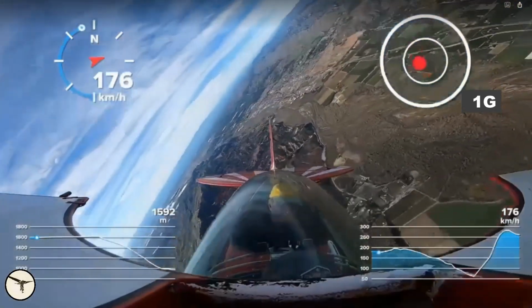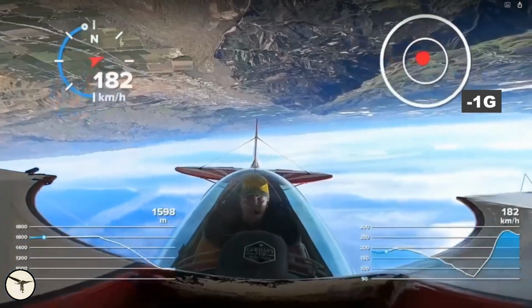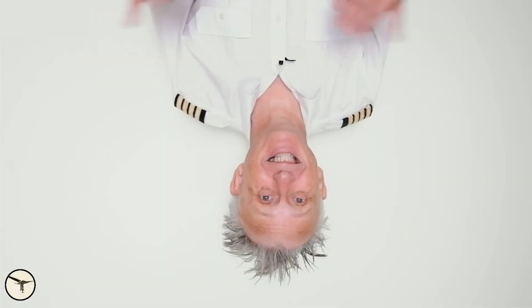Can an airplane fly upside down? Yes, it can.